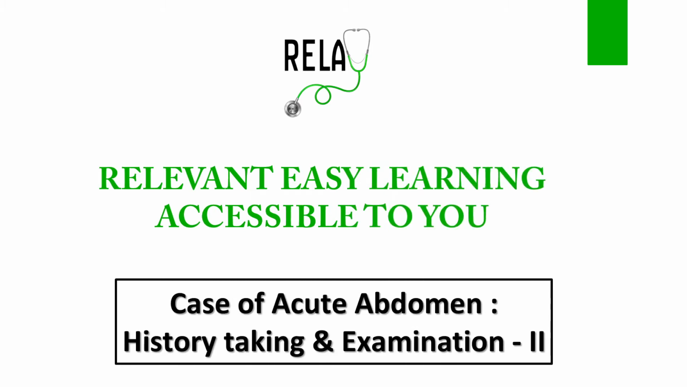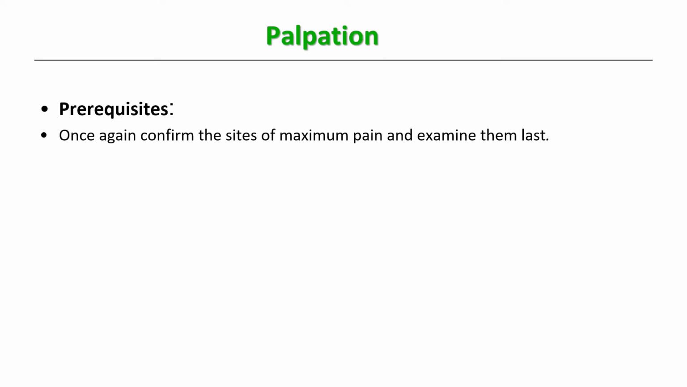We discussed a case of acute abdomen, history taking and examination few days back. Let us finish the remaining part of examination. Let's begin with palpation now. What are the prerequisites? Once again, confirm the site of maximum pain and examine them last.